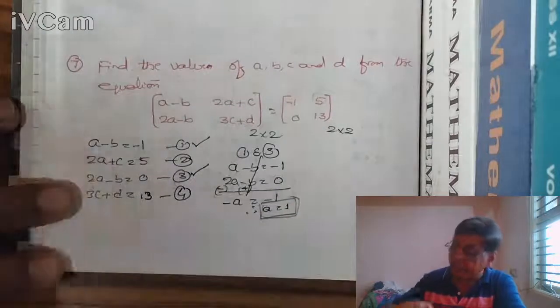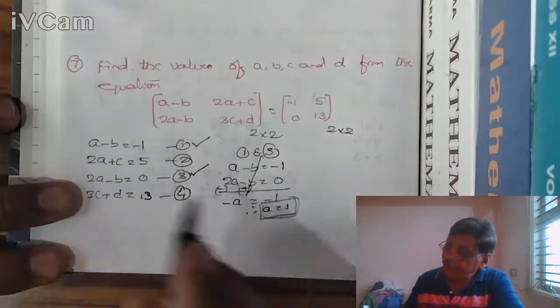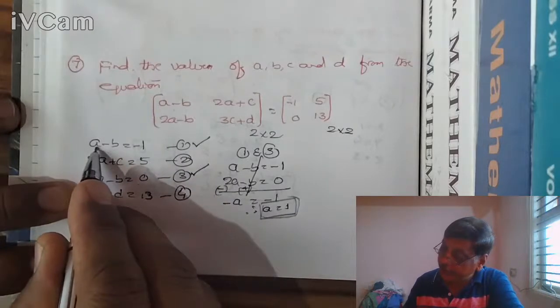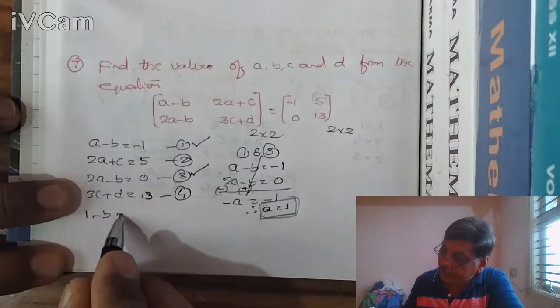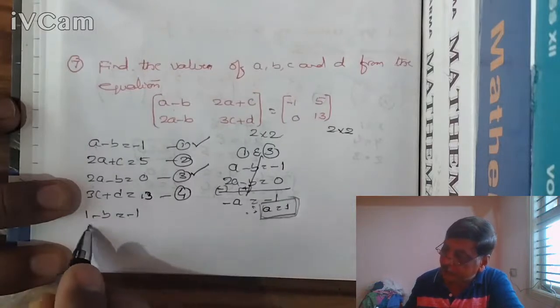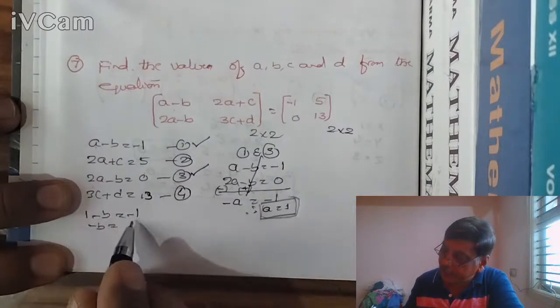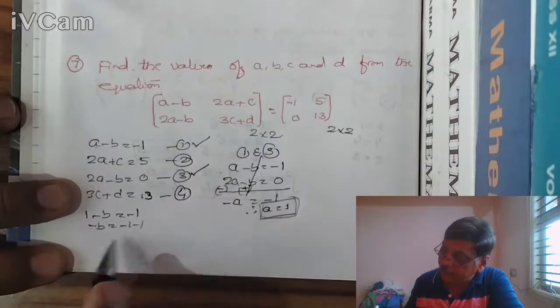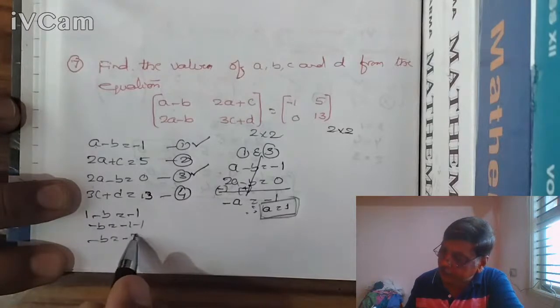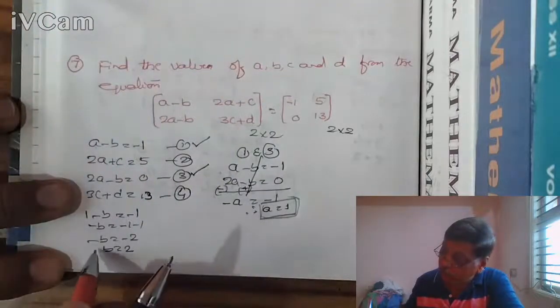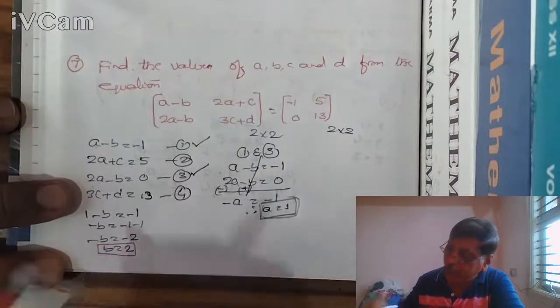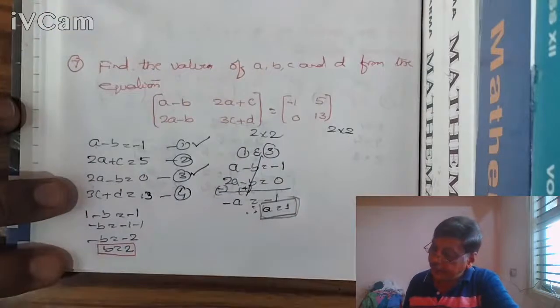Okay, next, if you put a equals 1 in equation number 1, what do we get here? 1 minus b equals minus 1, or minus b is equal to minus 1 minus 1, minus b is equal to minus 2, or b equals 2. So we got two values, a and b. Next we need to find c and d.